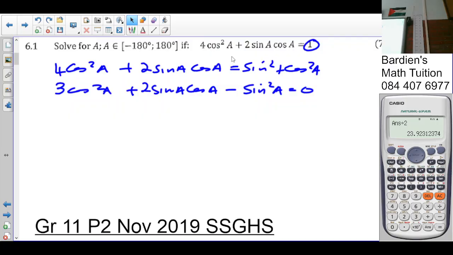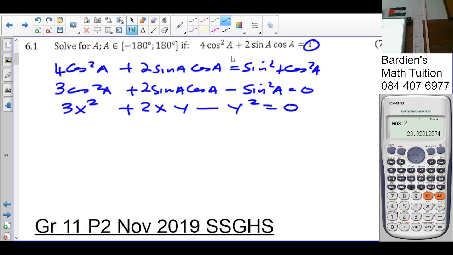Okay, so now what do you see there? You should see a trinomial. Can you see that? So that's going to be 3x squared plus 2xy minus y squared equal to 0. Wherever I see a cos, I put the x. Wherever I see a sine, I put the y. For those of you who are squinting your eyes as if you've never seen such a thing before, it's the same as saying 3x squared plus 2x minus 1. You know how to factorize that.